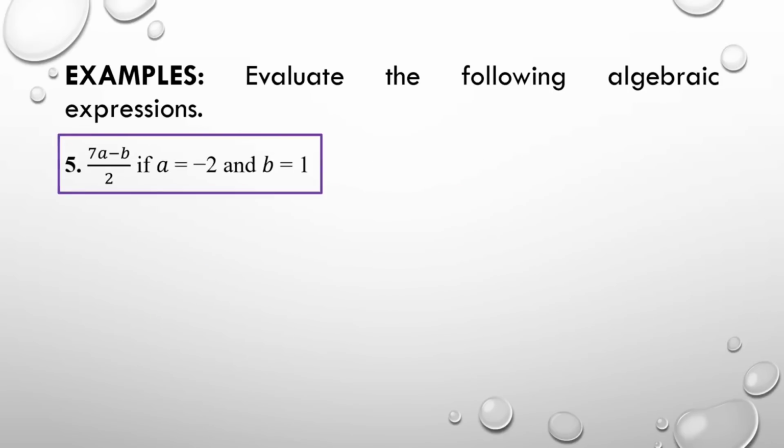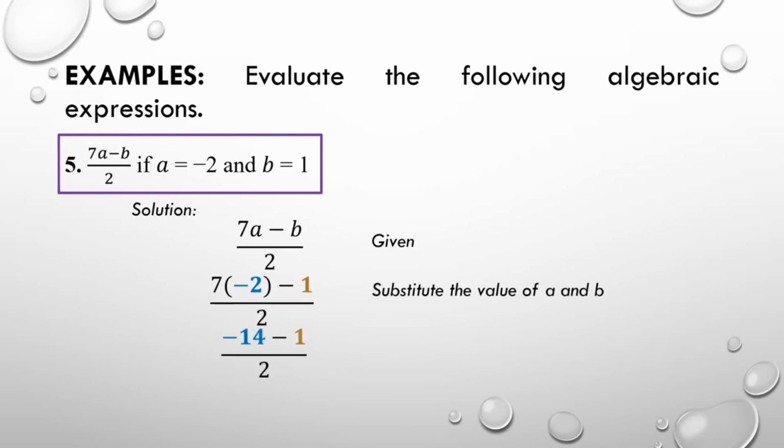Lastly, for example 5, we have the expression 7a minus b over 2. And the value of a is negative 2, b is 1. When we substitute, we will obtain 7 times negative 2 minus 1 over 2. Then we simplify. 7 times negative 2 is equal to negative 14 minus 1 over 2. We continue by simplifying the numerator. Negative 14 minus 1 is equal to negative 15 over 2. And that is our final answer.